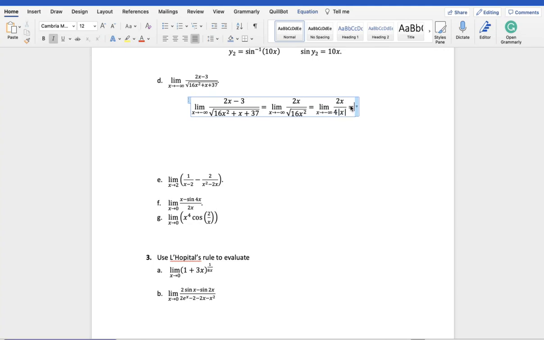And since x is tending to a negative value, the absolute value here will just be equal to negative x. And the x in the numerator and the x in the denominator can cancel. So you will get the limit as x tends to negative infinity of 2 over negative 4, which will just give you negative 1 over 2. So that should be your final answer there. Any questions?